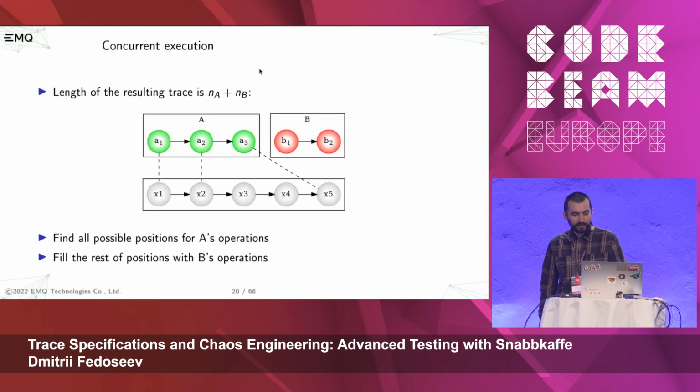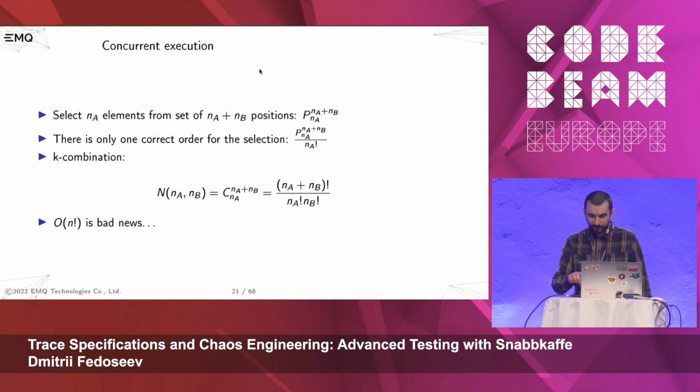To answer this question, we first notice that the length of the resultant trace is equal to a plus b. For a while, we forget about the process B and focus on A. We need to find all possible positions for A's operations. Then we have just one way to fill the rest of the positions with B operations. If we apply some simple combinatorics, we will arrive at this nice formula. It denotes the number of possible ways to schedule two processes.